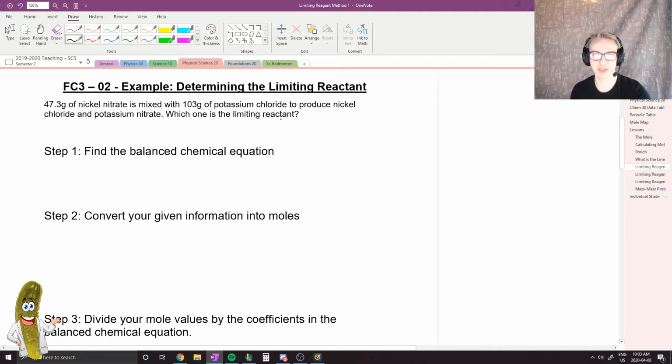Again, I said this could be limiting reactant. This could also be limiting reagent. Either of those terms are the same. They go back and forth. You can use either one. It doesn't really impact what you're actually saying.